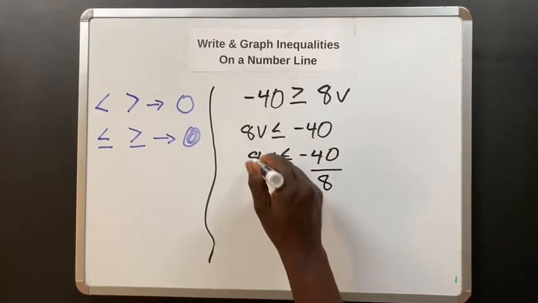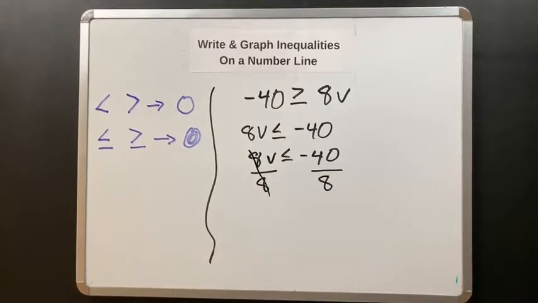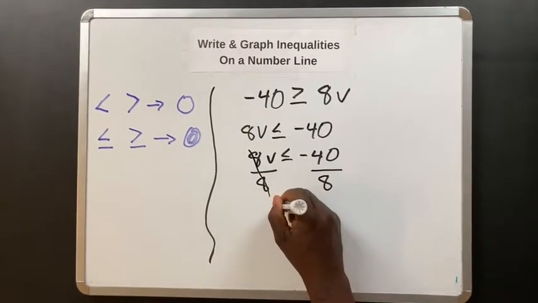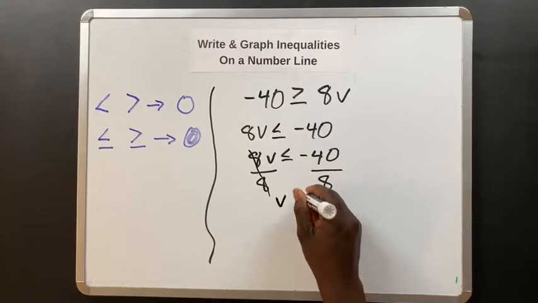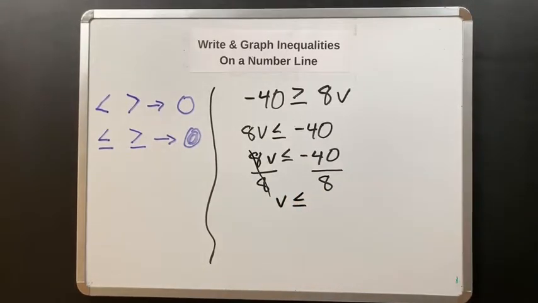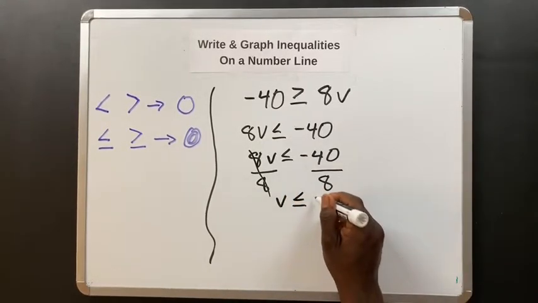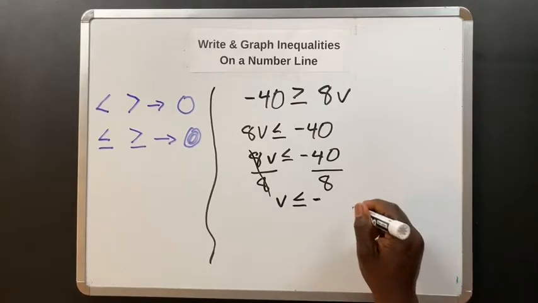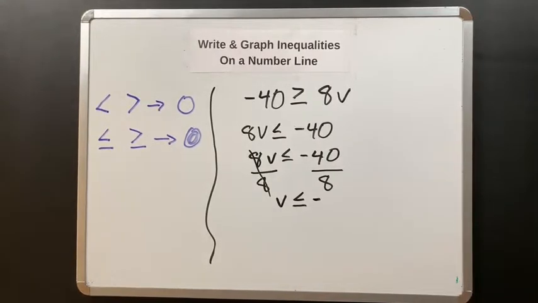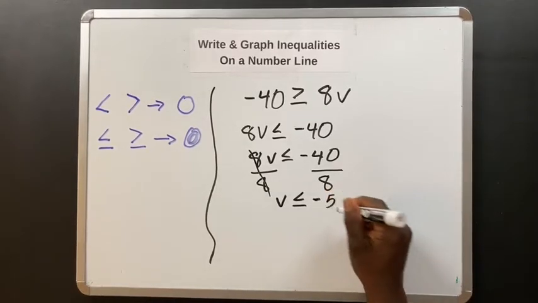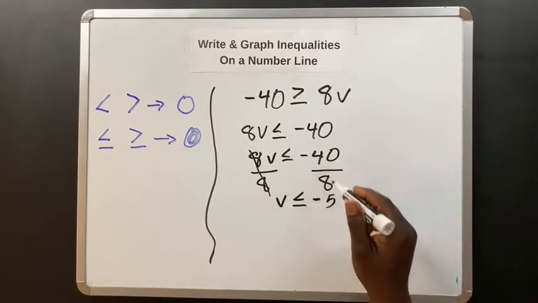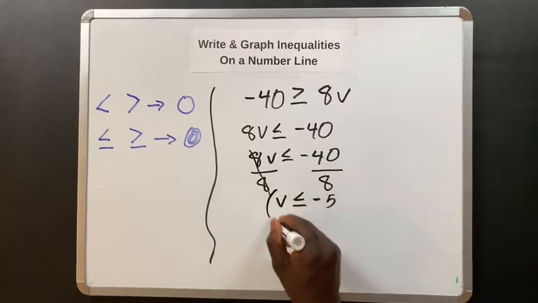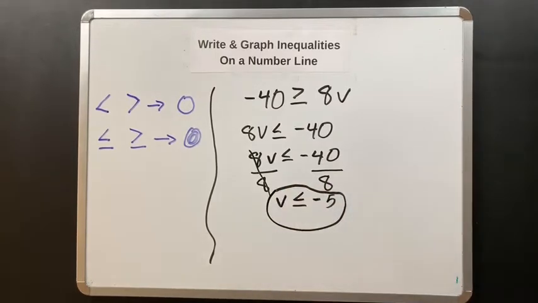8 divided by 8 is 1. Cross that out. Bring down v. Bring down less than or equal to. Negative divided by a positive is a negative. So 40 divided by 8 is, what's the opposite? 8 times what is 40? That's 5. So negative 40 divided by 8 is negative 5. This is our final answer. All values of v less than or equal to negative 5.